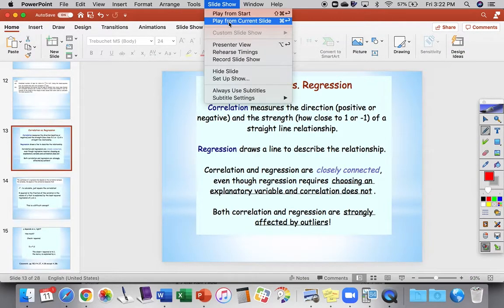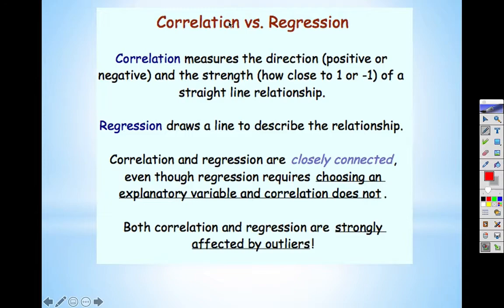It's going to start with the idea behind what is correlation versus regression. These are the vocab words, correlation from 4.1 and regression from last video. Correlation, again, measures the direction, positive or negative, and strength, closeness to 1 or negative 1, of a straight line relationship. Remember that correlation was just the R value, and all it could tell you was basically how well the points make a line.